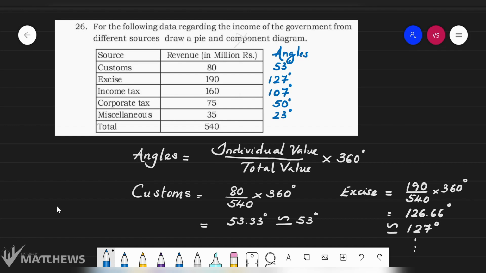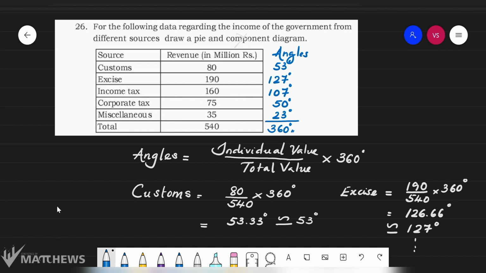So if you add, students, to see whether these calculations are right, the total should be how much? 360 degrees. You check. 53 plus 127 is 180. 180 plus 107 is 287. 287 plus 50 is 337. 337 plus 23 is definitely 360.